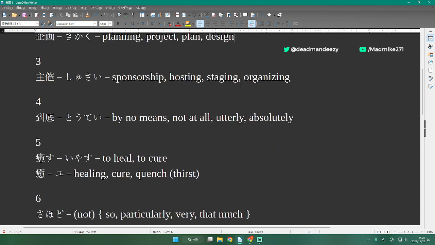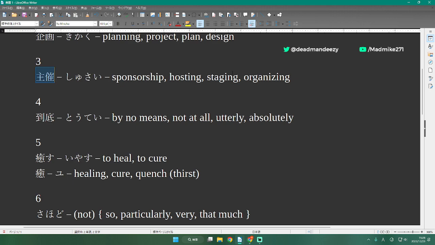Number 3 is shusai. Shu on the left side for lord or main, and sai on the right side for hosting or sponsoring. So shusai is literally the main sponsor, or sponsorship, hosting, staging, or organizing of something. Literally translating to the chief organizer. That literally just means sponsoring or organizing. Shusai is sponsoring, organizing, or hosting.